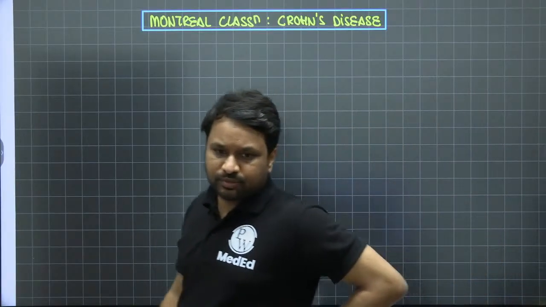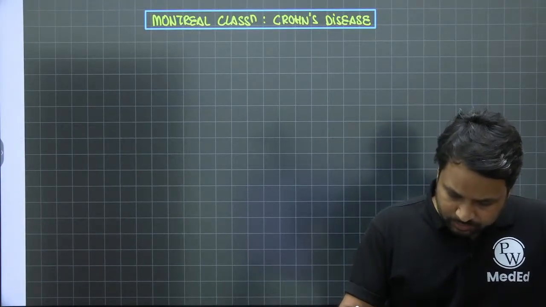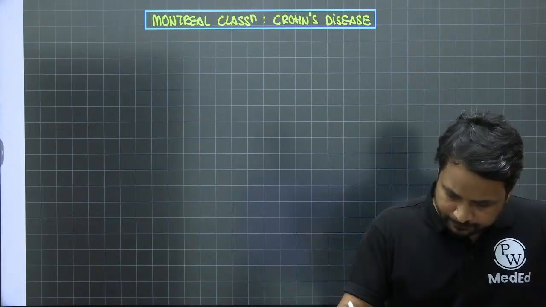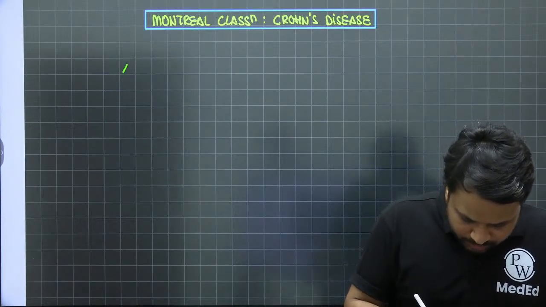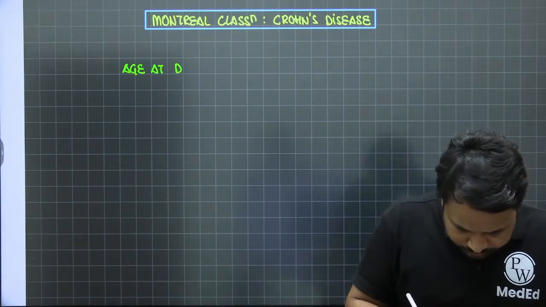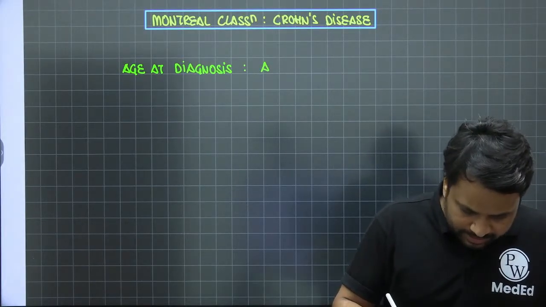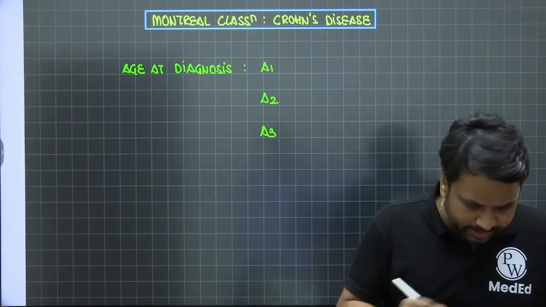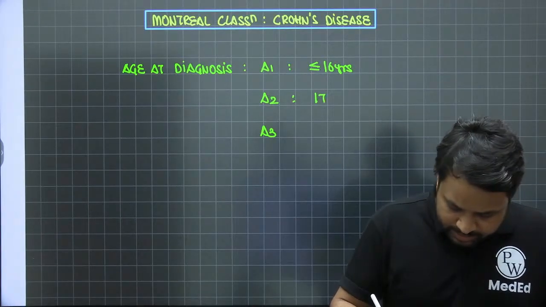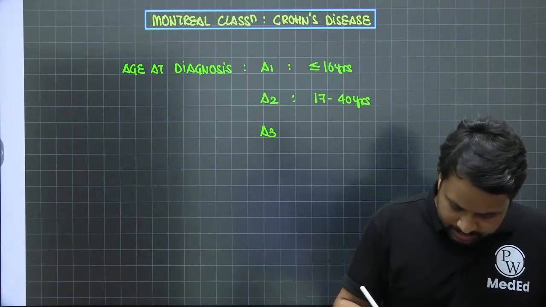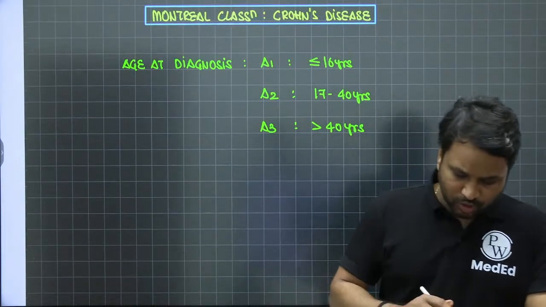Talk about the Montreal classification for Crohn's disease. Now, we look at the whole scoring pattern. Number 1 is the age at diagnosis, which has subcategories A1, A2, and A3. A1 is age less than or equal to 16 years. A2 is between 17 to 40 years. And A3 is age above 40 years. So that's the first component that you have.